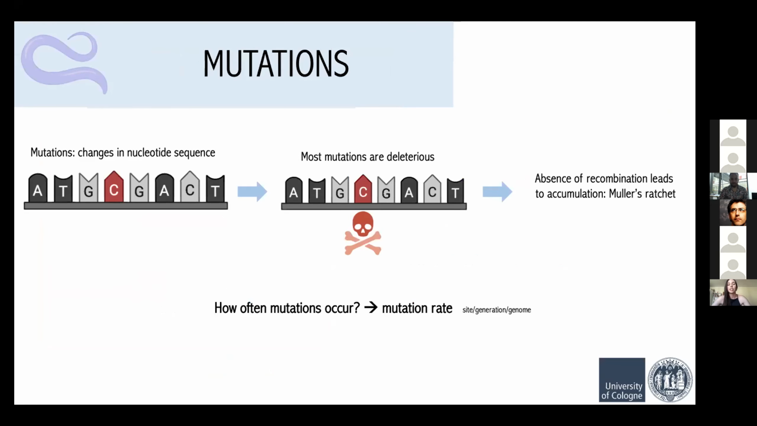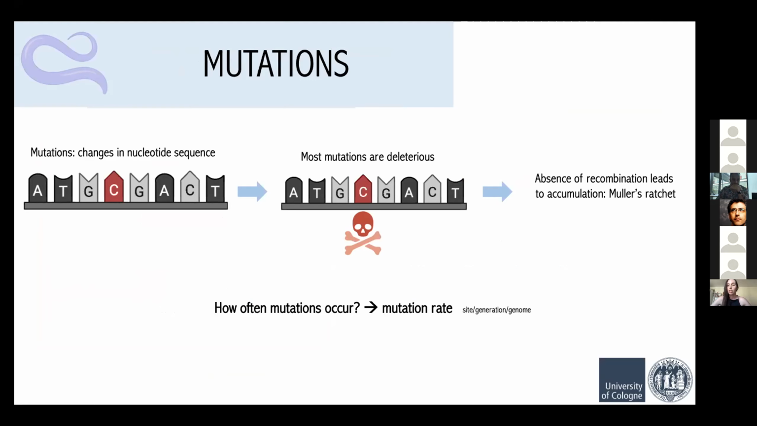Mutations are changes that occur across a nucleotide sequence, and most of the mutations that occur are deleterious, which means they have a negative effect on fitness. And in the absence of recombination, which is the case of asexual organisms, then they are expected to accumulate, which will cause then Muller's ratchet, which can lead to unviable genomes.